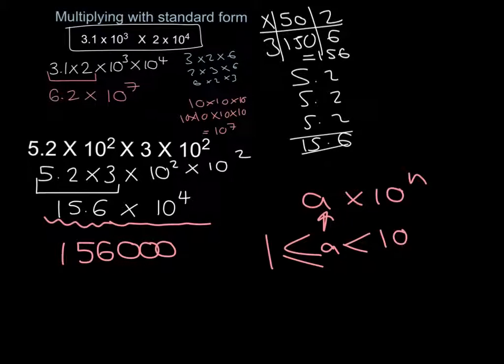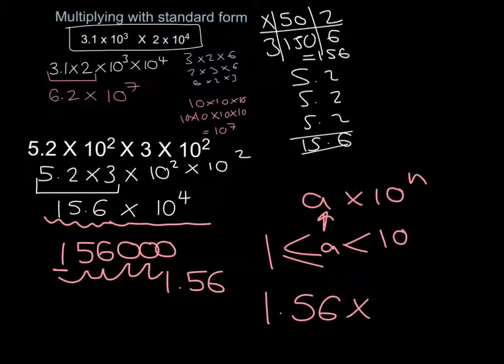156,000. Now if I wanted that in standard form, I would need to get the 1 under the units column, and then the 5, 6 would follow. That would mean the 1 has been times by 10, 100, 1,000, 10,000, 100,000. It means it would have moved 1, 2, 3, 4, 5 places. That would give us 1.56 times 10 to the power of 5.